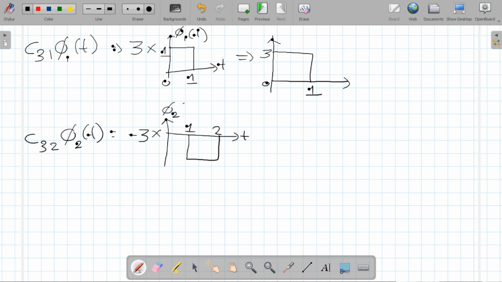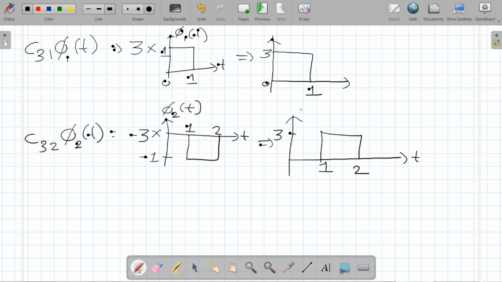The main thing is that the representations are very important. If we miss any representation, we may get confused and we might get wrong answers. This value is minus 1. If you multiply minus 1 with minus 3, we get the value positive 3, ranging from 1 to 2 on the time axis with amplitude 3. This is C32 phi 2 of t.